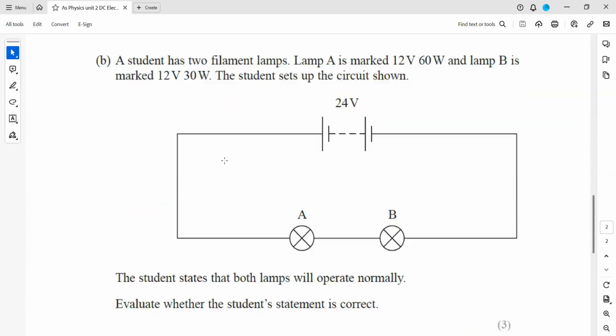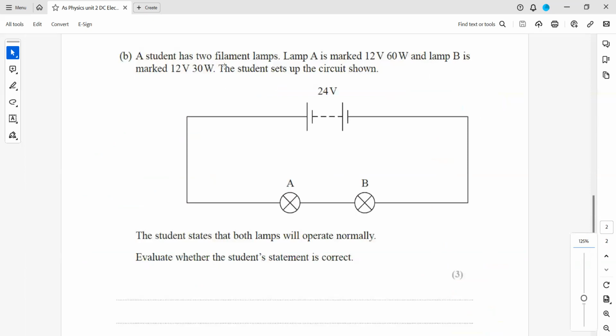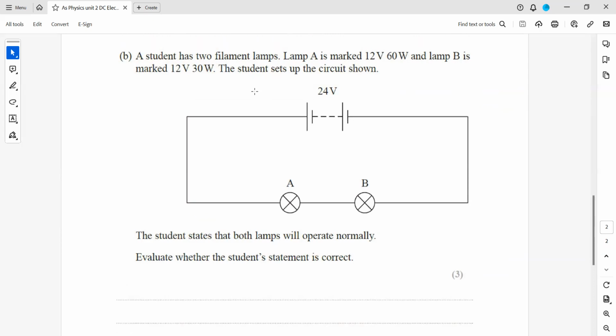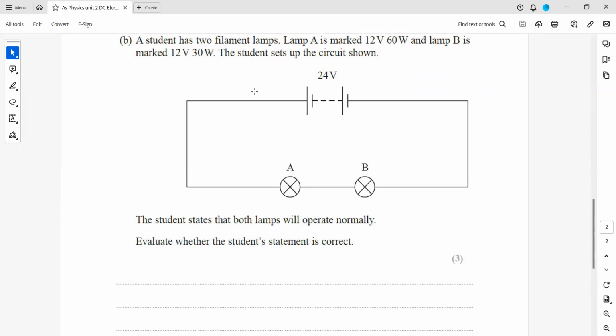The next question: a student has two filament lamps. Lamp A is marked 12 volt and 60 watt and lamp B is marked 12 volt and 30 watts. The student sets up the circuit as shown. The student states that both lamps will operate normally. Evaluate whether the student's statement is correct. So the student states that these two lamps will have the same brightness and operate normally.